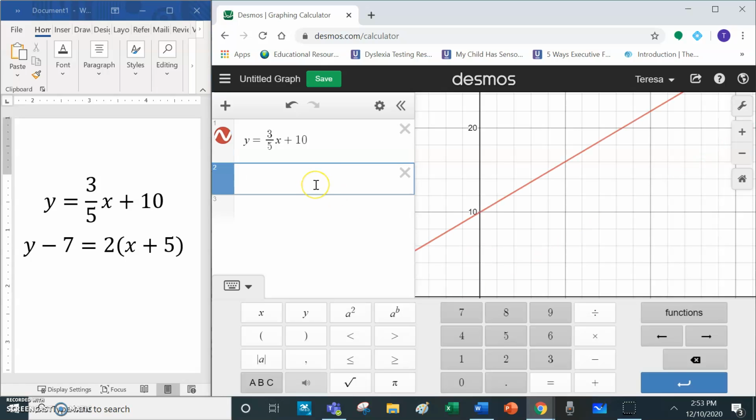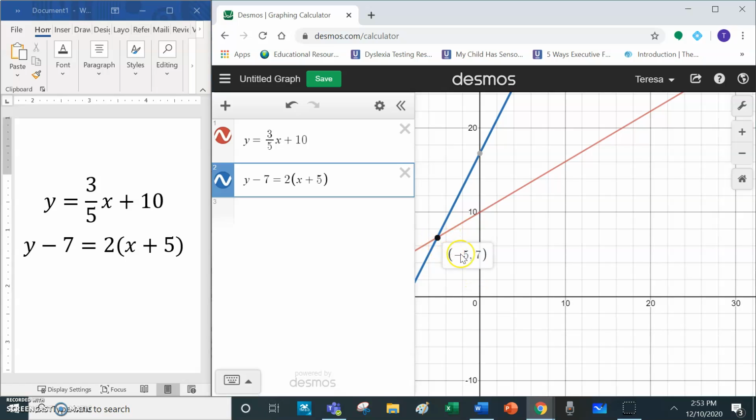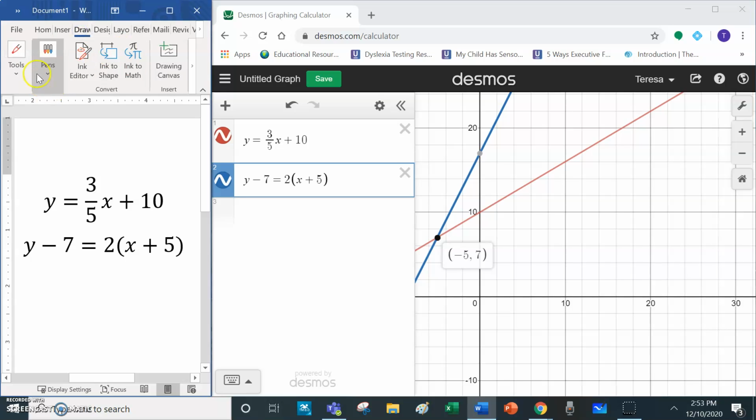Then I write my second line, y minus 7 equals 2. I can type in parentheses or I can use my toolbar again, parentheses, x plus 5, close my parentheses, and then I'm looking for where my lines intersect. So I would write down the solution of -5, 7 in my draw it slide. So if I'm using my draw tool on Word and I want to write it, I'm just going to write -5, 7, and you will have a space to write your solution.